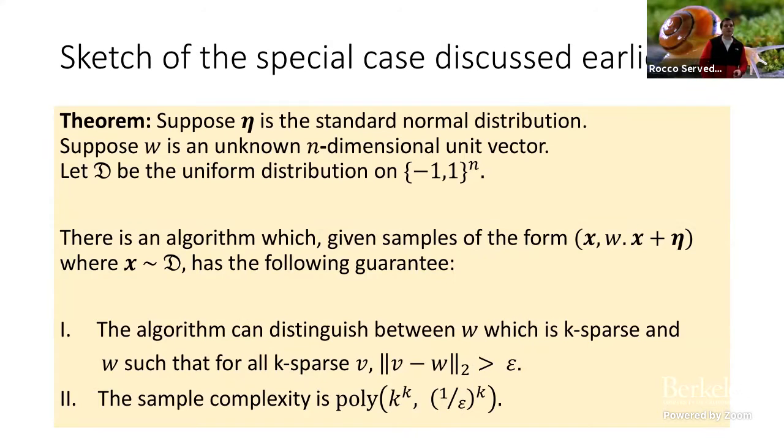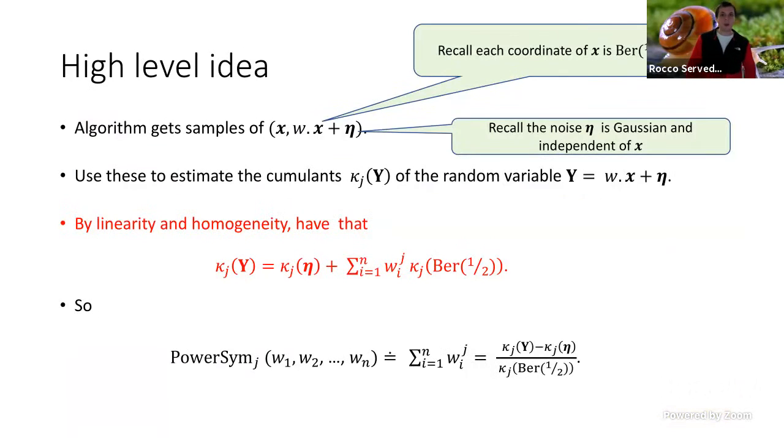Okay, so at this point, we know enough to go through a sketch of the simple special case that we started off the talk with, where we think about the underlying distribution as being uniform over {+1, -1} to the n, that's where the x's come from. So in the next few slides, I'll sketch how in that setting, given data where we have Gaussian noise, although again, we'll see that the noise doesn't really matter, we'll be able to come up with this constant sample testing algorithm to distinguish between k-sparse linear forms versus far from k-sparse linear forms. Okay, so how does it work? Really, it leverages the linearity and homogeneity. That's almost all it does.